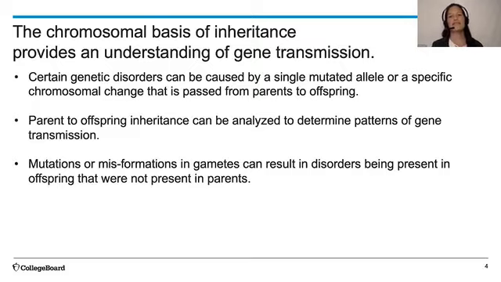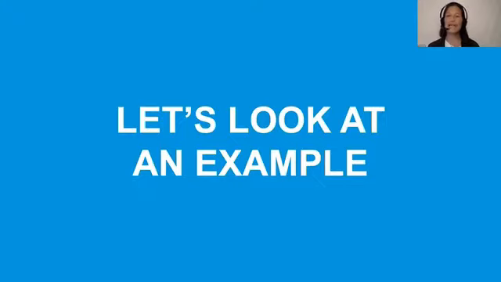The chromosomal basis of inheritance provides an understanding of gene transmission. And what I mean by this is that certain genetic disorders can be caused by a single mutated allele or a specific chromosomal change that is passed from parents to offspring. This parent to offspring inheritance can be analyzed to determine the pattern of gene transmission. And mutations or misformations in gametes can result in disorders being present in offspring that were not present in parents. So let's look at an example of this.